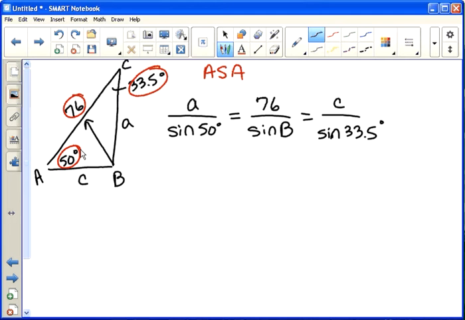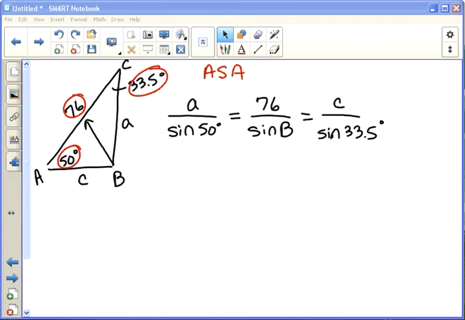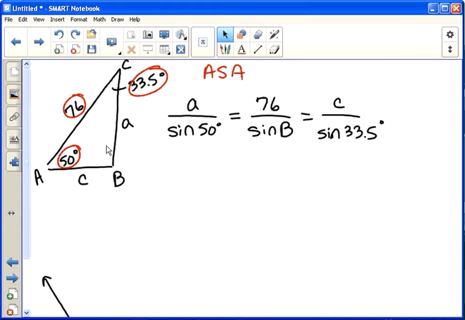Well, if you notice, we don't have any fraction that's completely solved for right now. In the first fraction, we don't know side A. In the second fraction, we don't know angle B. In the third fraction, we don't know side C. So we have to go back and do the same thing we did last time. I'll just move that out of the way. Whoops. And solve for that third angle.